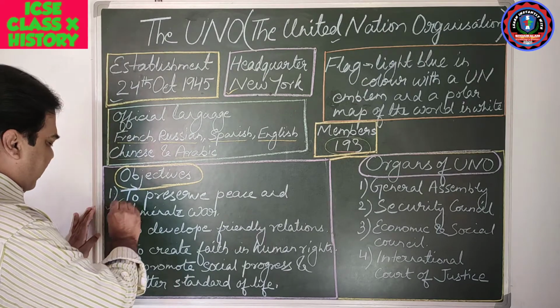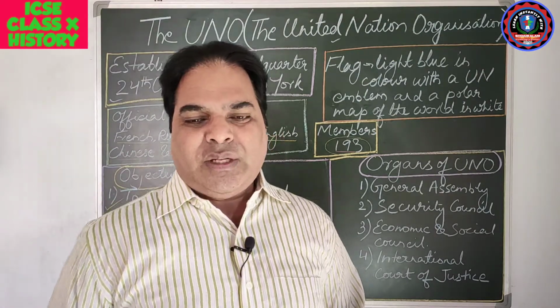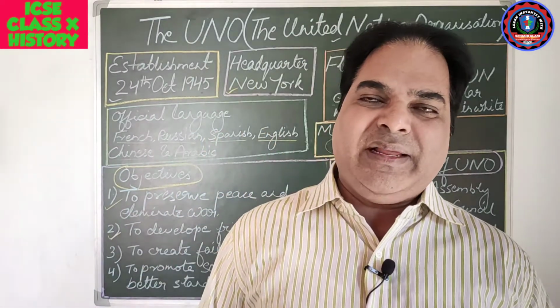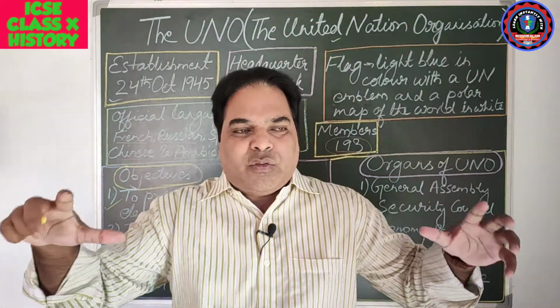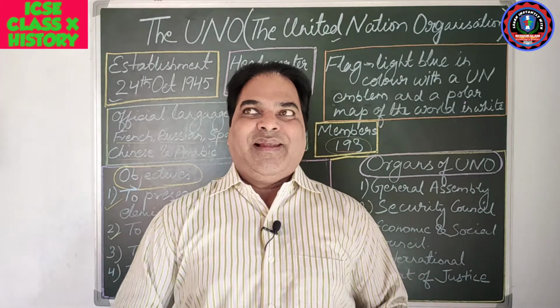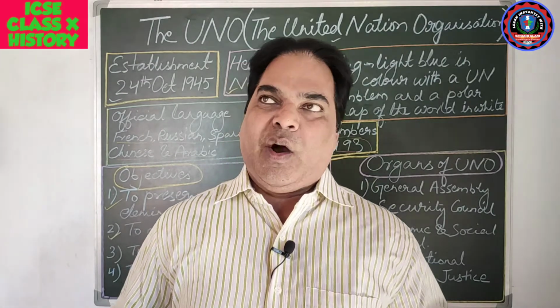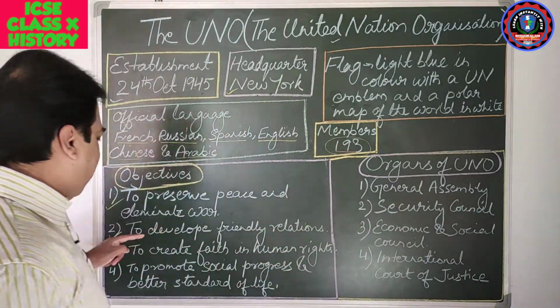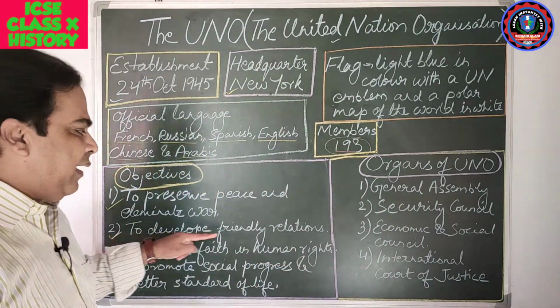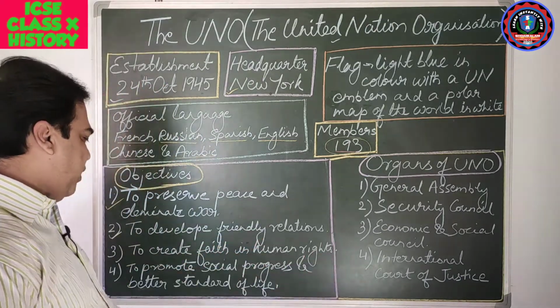Now, number two, you can see here, to develop friendly relations. Of course we need to develop friendly relations. If everywhere throughout the world each and every country maintains friendly relations, then definitely there won't be any war. That is how the United Nations Organization wants to develop international peace as well as friendly relations among the different countries of the world.